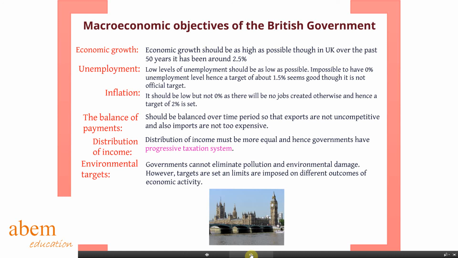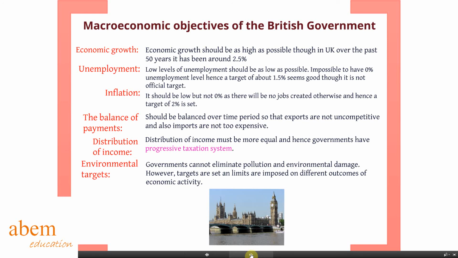Unemployment: we would like to have a low level of unemployment, but it is quite impossible to have 0% unemployment. Why? Because if people have too much money, there will be high inflation because of demand pull inflation, and also there will always be someone who is not willing to work whatever the price may be. There is no set target for unemployment in Britain, but 1.5% seems good, though it is not an official target as I've written down.